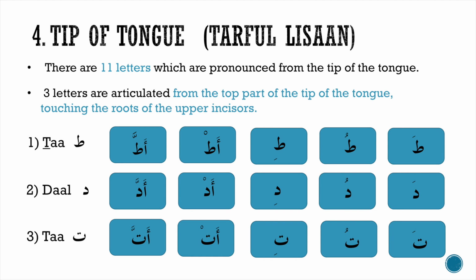3 letters are articulated from the top part of the tip of the tongue, touching the roots of the upper incisors, which are your top front teeth. The letter Ta, Ta, Tu, Ti, At, At. The letter Dal, Da, Du, Di, Ad, Ad. The letter Ta, Ta, Tu, Ti, At, Atta.